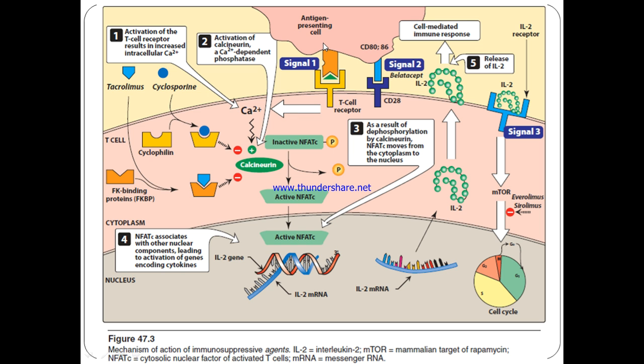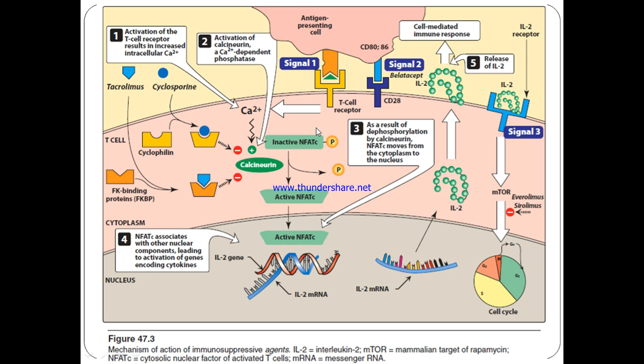So due to this APC and the T cell receptor, they will trigger the activation of the calcineurin, a calcium dependent phosphatase. Now what will happen? This calcium dependent calcineurin will get activated due to this particular signal. Now what is the role of this calcineurin?